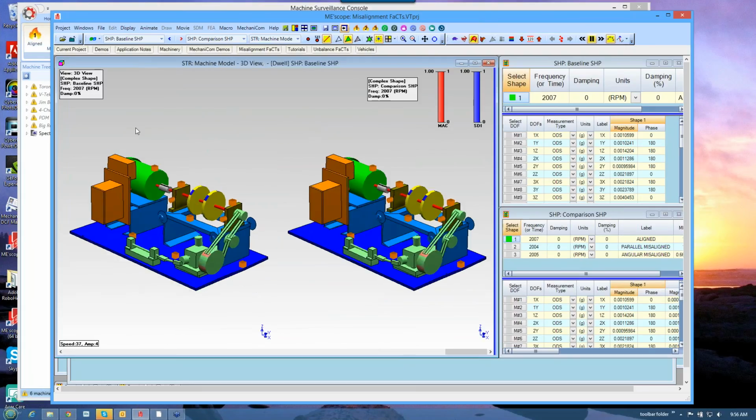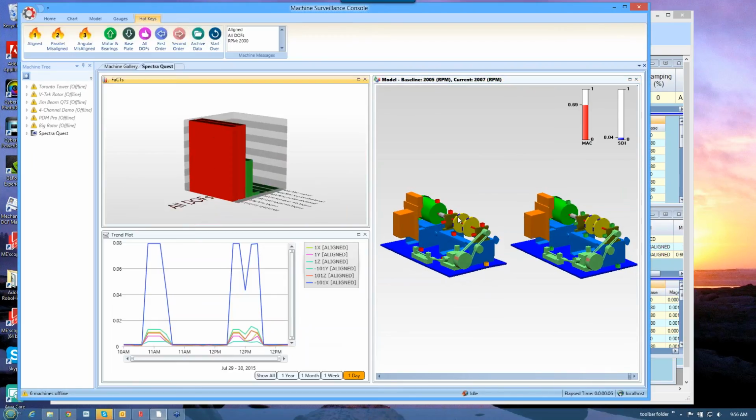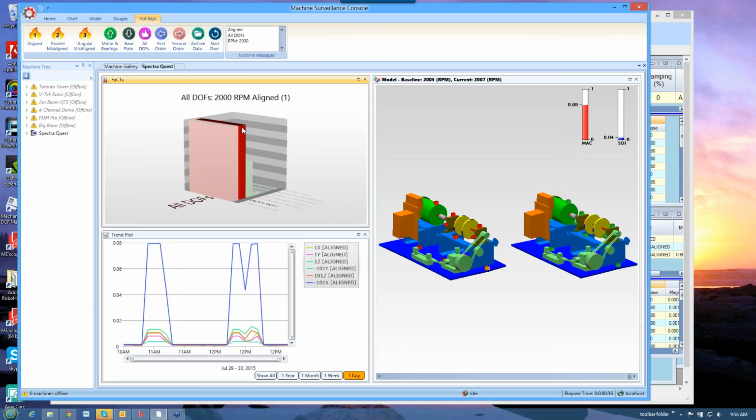All right, let's go back over to console and look at, okay, all DOS. I don't see it updating correctly here. Oh, there it is, 2000 RPM. Now this is another snapshot that was recorded as an event. So that's just saying that the snapshot that just went in is equal to the 2000 RPM aligned case.